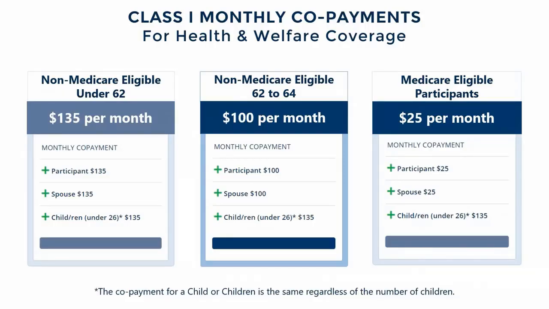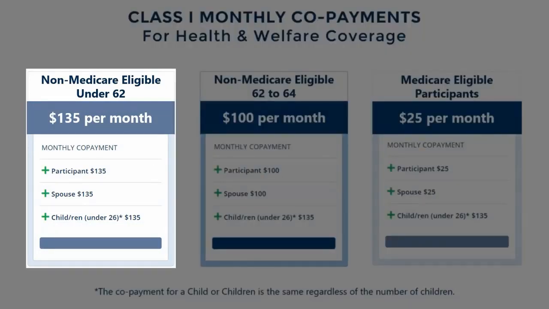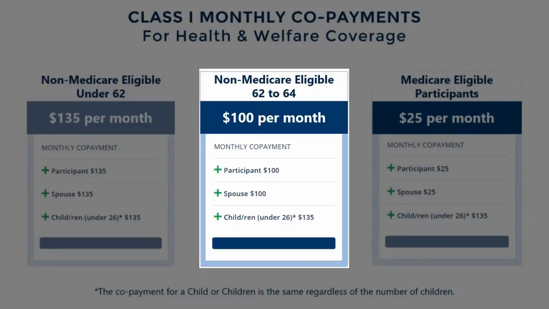The difference, as I mentioned, between the two classes: Class 1 has the higher years, so it's a lower copay. The copays are age tiered, so if you qualify for health and welfare, there is a monthly copay you pay in order to have that coverage. If you're under age 62, it's $135 a month. If you're age 62 to 64, it's $100 a month for the member or the spouse. The kids, because presumably they're always going to be under 62, they remain at $135.